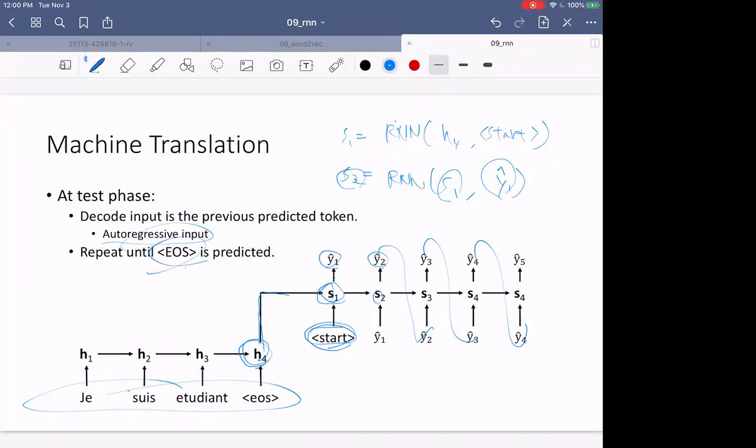So it's a for loop. At the decoding phase, you need to predict one word and then see the next word and then the next word. It's like flipping a card. You just keep doing that until you see the end of sentence. All right, so any questions so far?